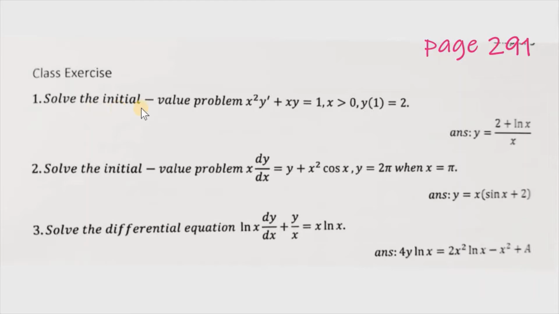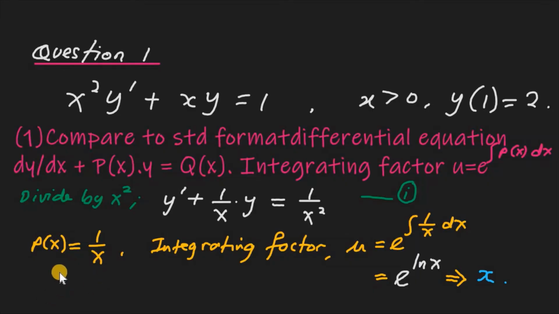Question number 1. Solve the initial value problem. Initial value meaning you are given a boundary or an initial condition: when x is 1, the y is 2. The differential equation that we have is x squared y prime, meaning dy/dx, plus xy equivalent to 1. Let us get the y. So ready? Let's compare work.